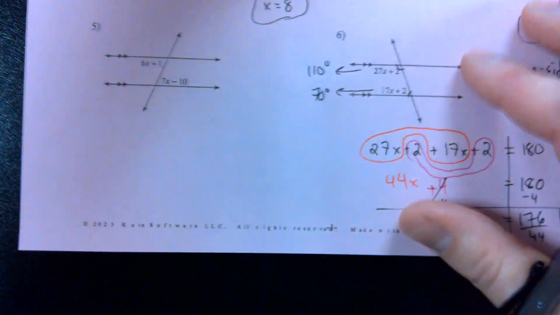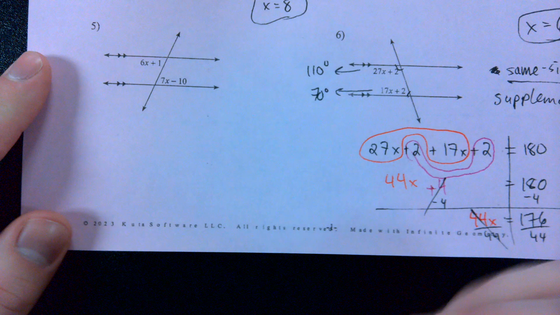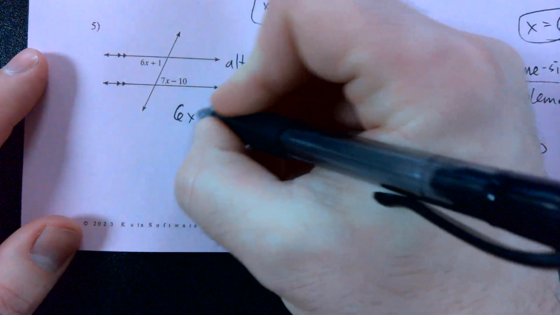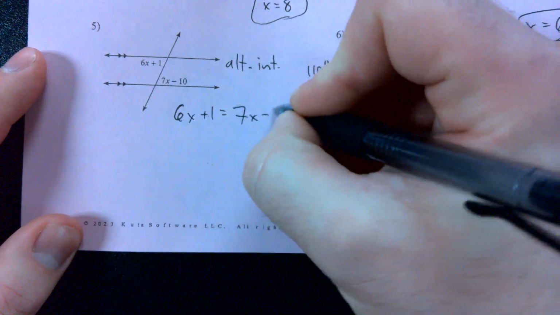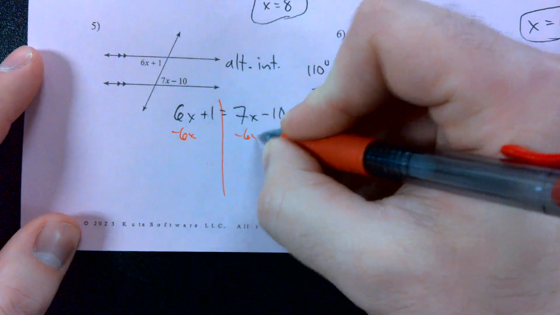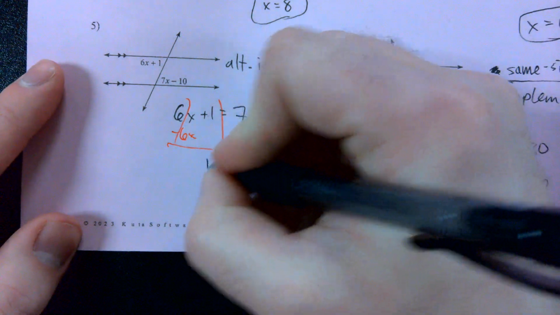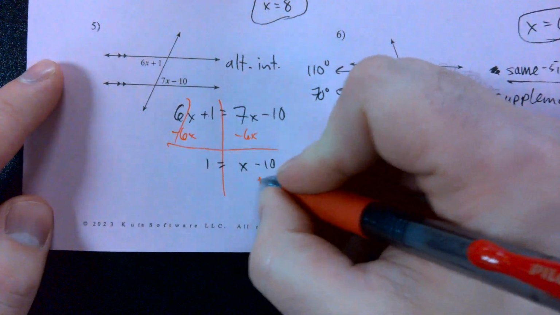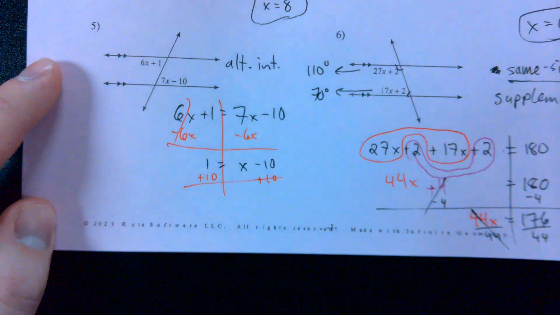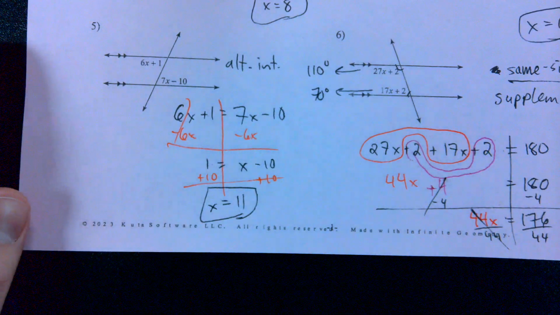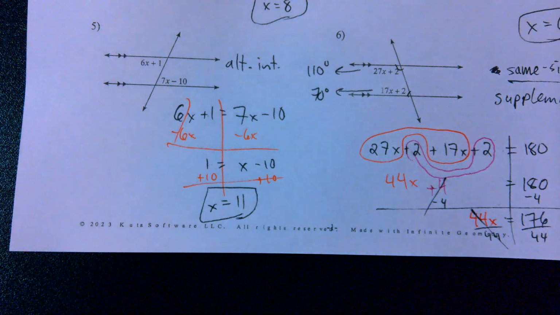Just for good measure, let's check number 5. These are alternate interior angles. We'll set them equal to each other. I'm going to subtract 6x from both sides, giving me 1 equals x minus 10. And then I'm going to add 10 to both sides and get x is equal to 11. Question, Blake? Okay, perfect.